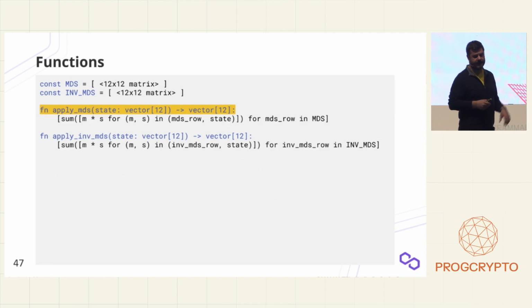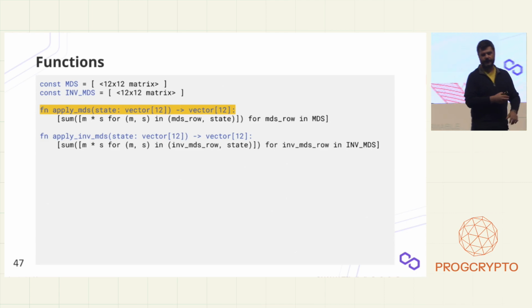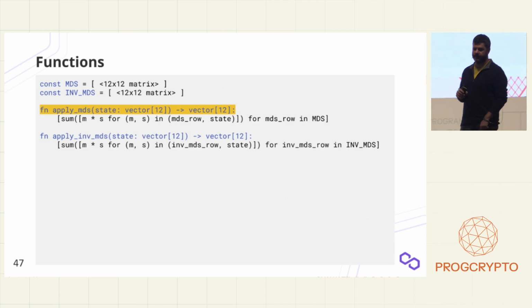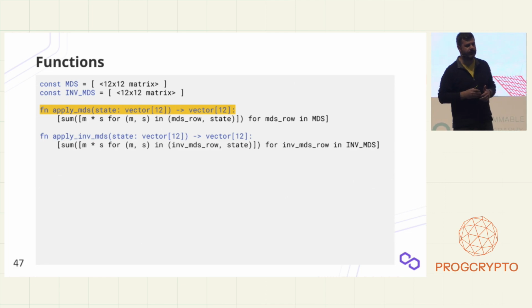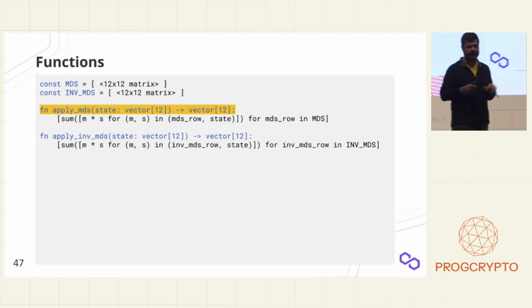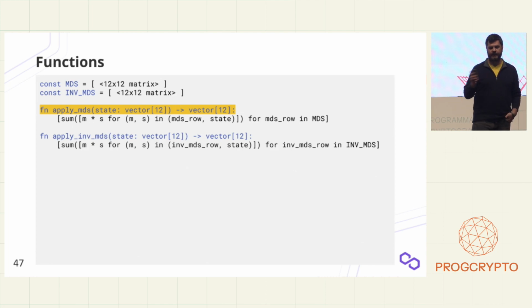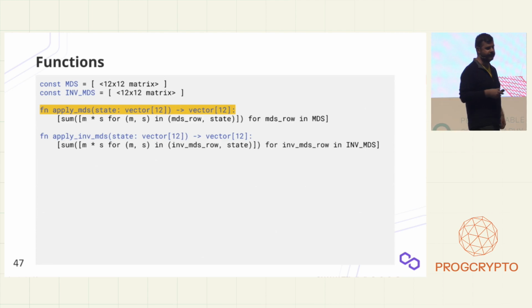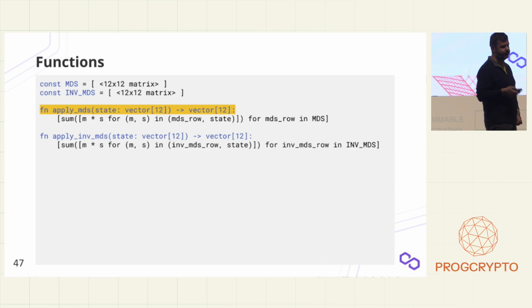We can define what we call pure functions that just abstract away some computations. So in this example, the apply MDS function. The syntax here maybe looks a bit more complicated, but it's basically doing matrix-vector multiplication. This is what we use, for example, in hash functions. In fact, this is the constraints for the Rescue hash function. So we have apply MDS and apply inverse MDS, which take a state of 12 elements and apply an MDS matrix or inverse MDS matrix to it.